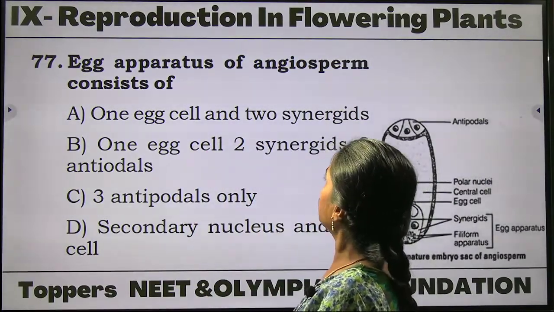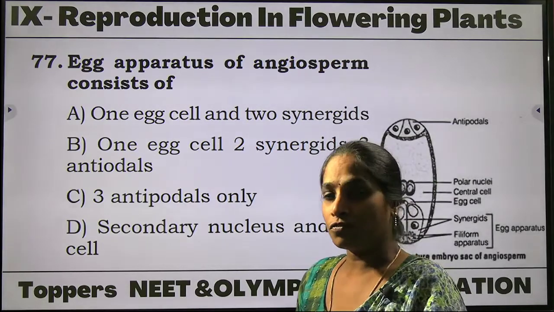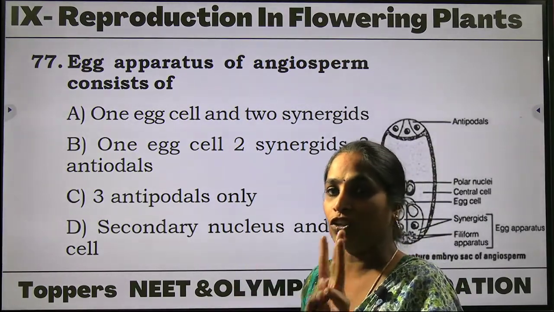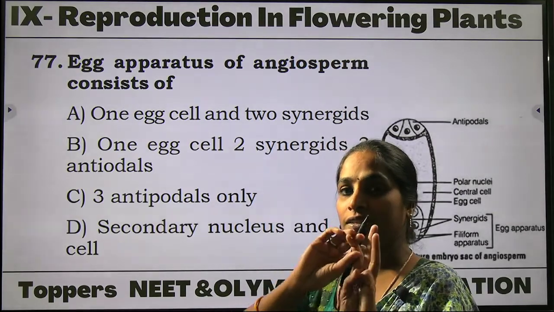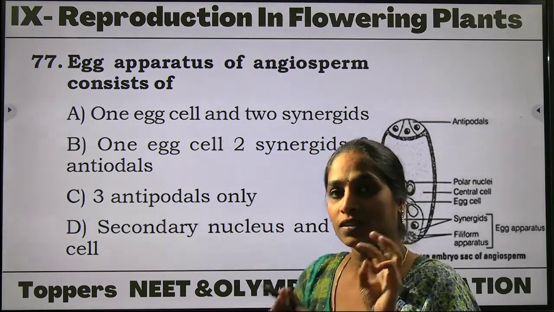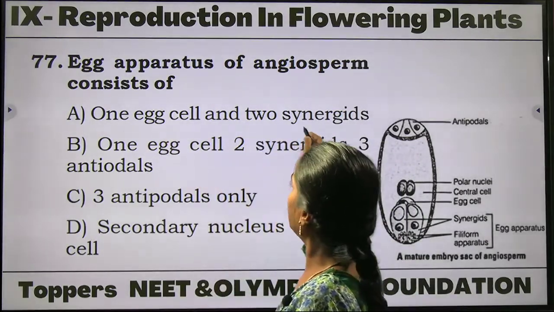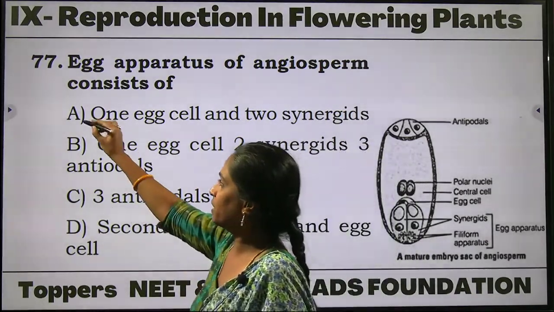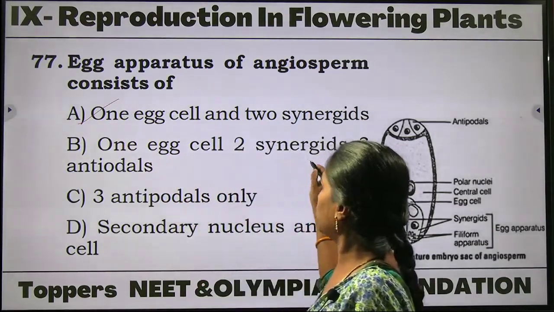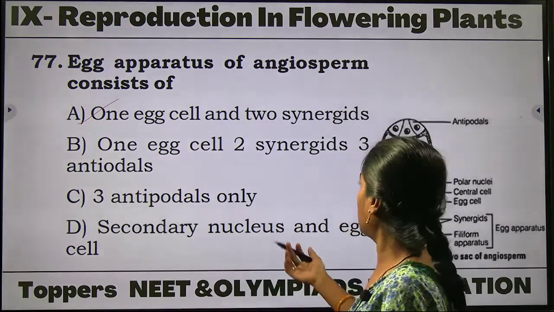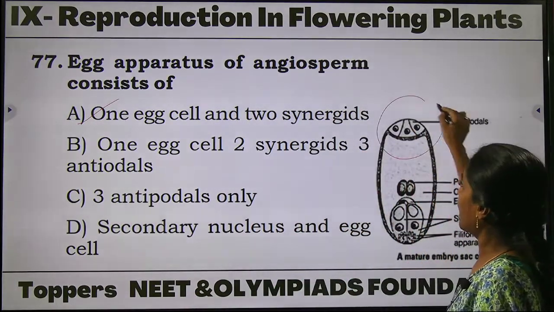Egg apparatus of angiosperm consists of, what is egg apparatus? Okay, so a combination of 3 cells. One is the egg cell and 2 more are the synergid cells. Okay, so let us see here, 1 egg cell and 2 synergids. Yes, obviously correct. 1 egg cell and 2 synergids and 3 antipodal systems. Antipodals we can observe in the anterior region.